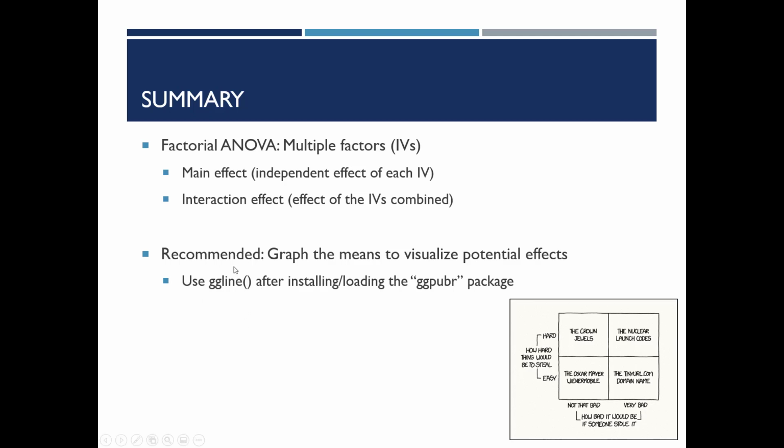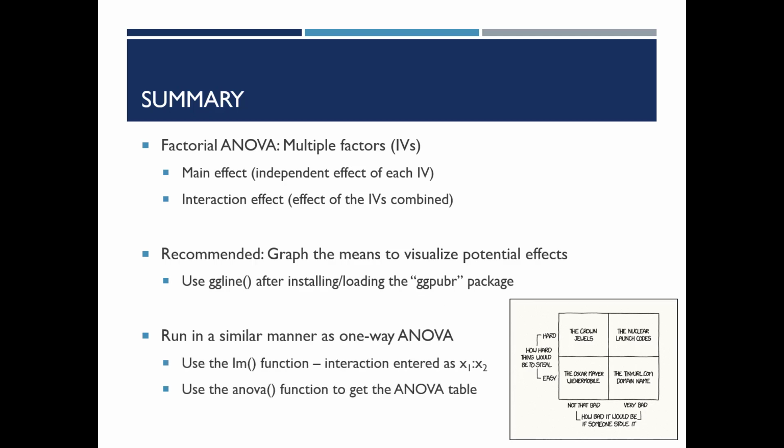You can use the ggline function after installing and loading the ggpubr package. The actual two-way ANOVA itself is run in a manner that's very similar to what you saw in one-way ANOVA using the lm function, but now you have to enter both of the factors as well as the interaction term. Then you would use the anova function once you obtain that lm model to get that ANOVA table.